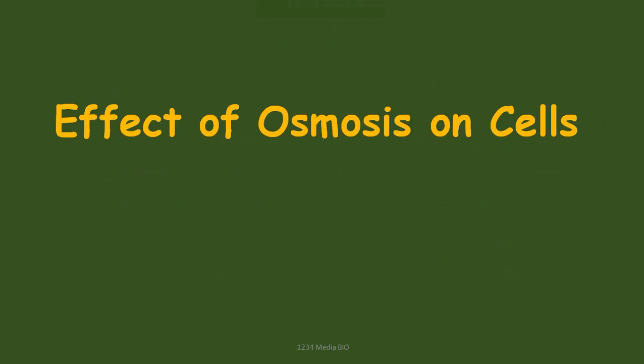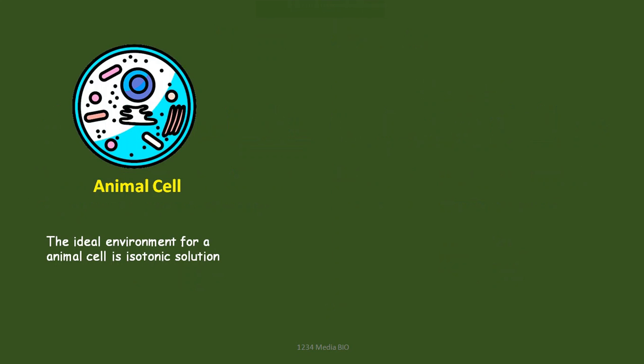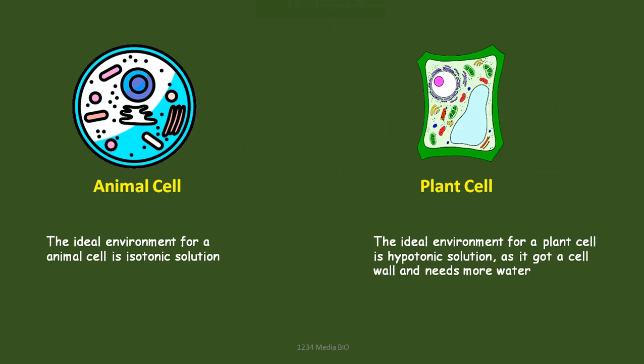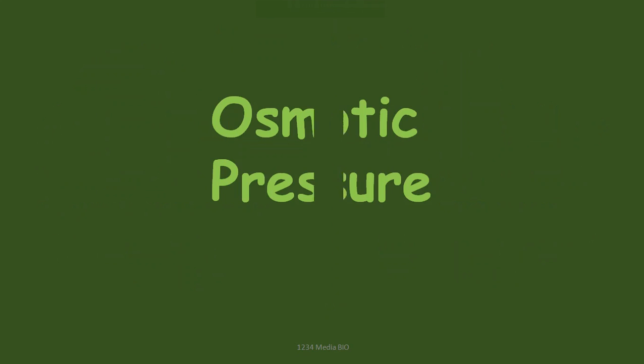Now, the effect of osmosis on cells. Animal cell: the ideal environment for an animal cell is isotonic solution. Plant cell: the ideal environment for a plant cell is hypotonic solution, as it has a cell wall and needs more water.